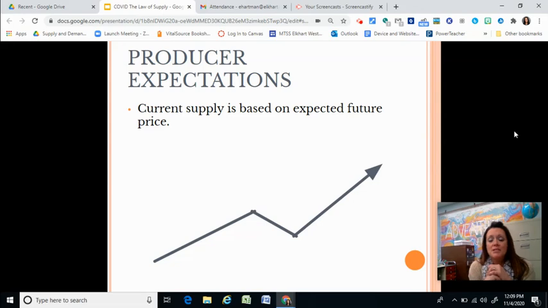Second determinant of supply, or supply shifter, is producer expectations. This is the idea that current supply, or supply today, is based on what we expect future price to be. This was the same concept as expectations in demand, but this time it's looking at it from a producer's point of view. So if they expect future prices to go up, they may hold back on some of their supply now so they can release it later at a higher price. The opposite is also true.